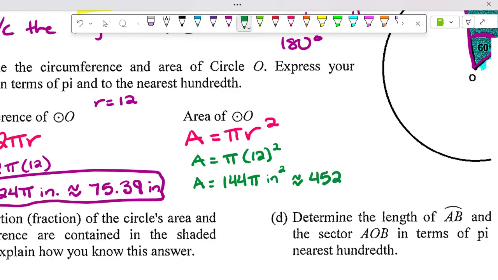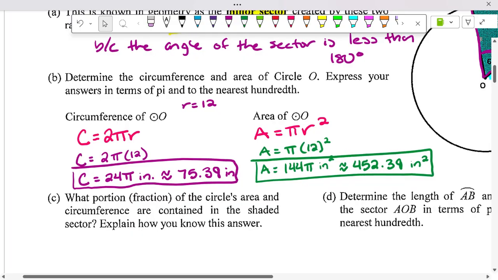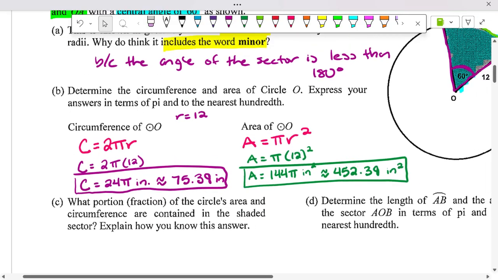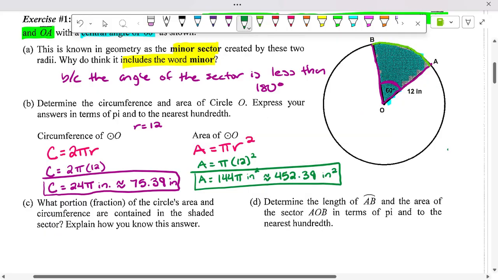$452.39, you said? Okay. Inches squared. So we found the circumference and area of the whole circle. The circumference of this whole circle is 24 pi. The area of this whole circle is 144 pi.